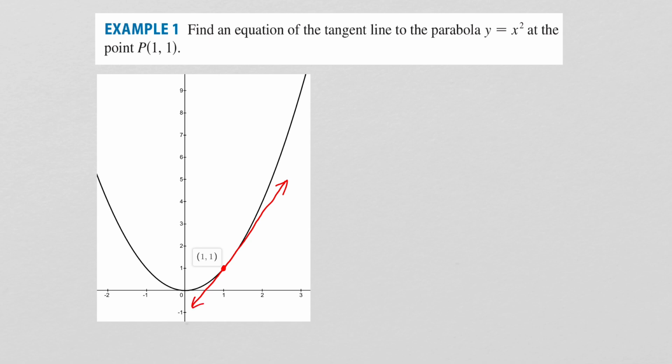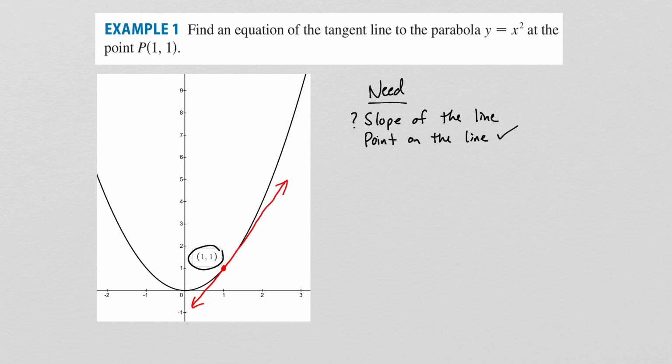To find the equation of a line, you need to remember that we need to know two things. We need the slope of the line, and we need a point on the line. Well, we have the point on the line because, again, we know that this occurs at the point (1, 1). The problem is we need to find the slope of this tangent line. So this is really the focus of this section.